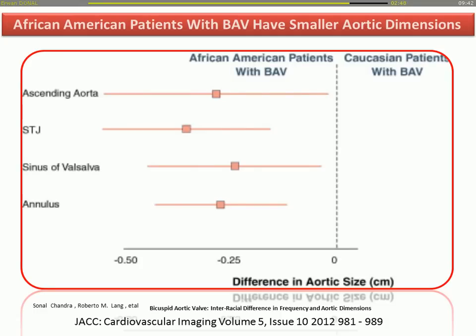And there are also some strange things, like this paper demonstrating that if you are African American, your ascending aorta dimensions are smaller than if you are Caucasian. But this paper does not provide any data about the prognosis, so even if you have smaller aortic dimensions, you might be at risk of aortic dissection.